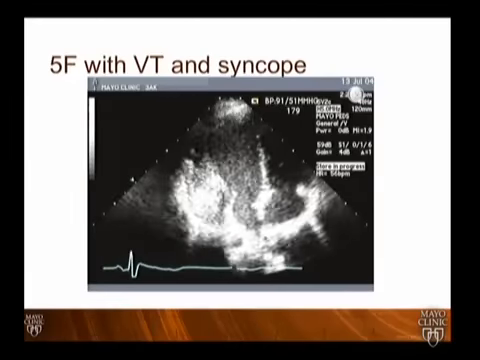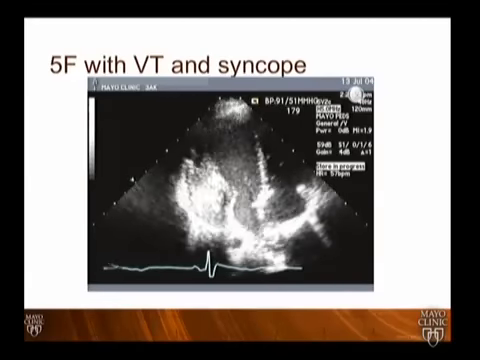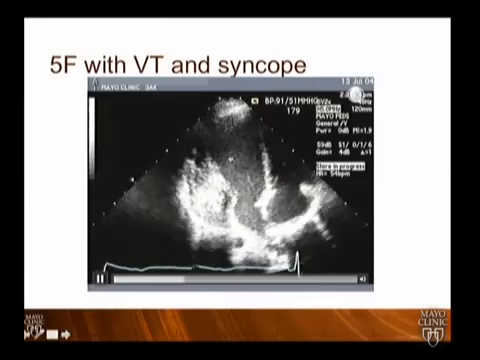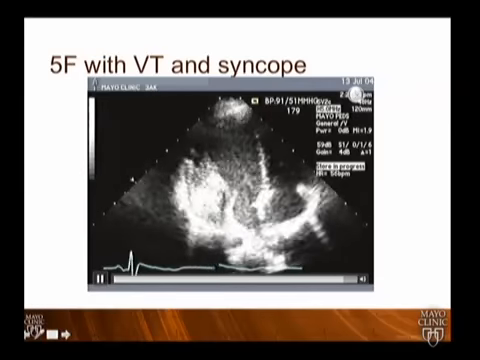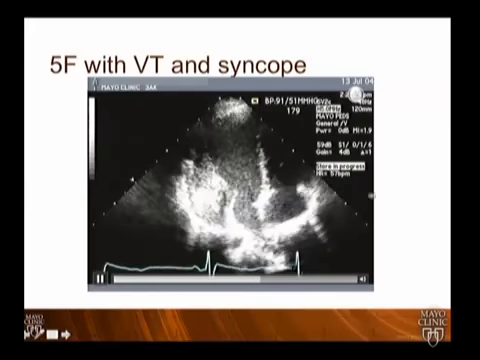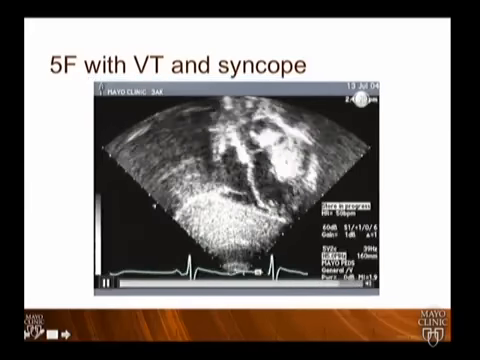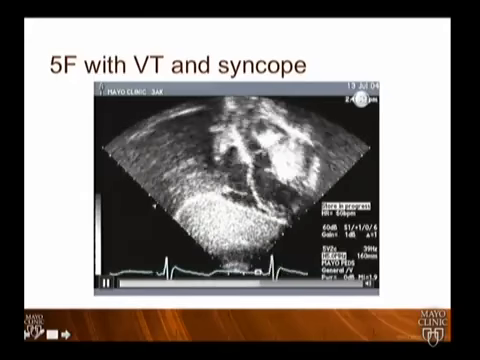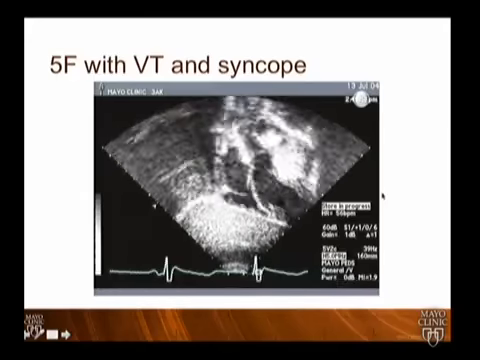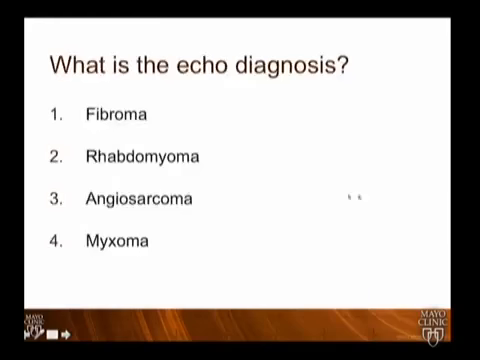So next question, 5-year-old girl presented with ventricular tachycardia and syncope. So left ventricle, something here, right ventricle. And then here's a subcostal image. So again, LV here. We're looking in this area. And then I'll have you vote. Is this a fibroma? Is it a rhabdomyoma? Is it an angiosarcoma? Or is it a myxoma?